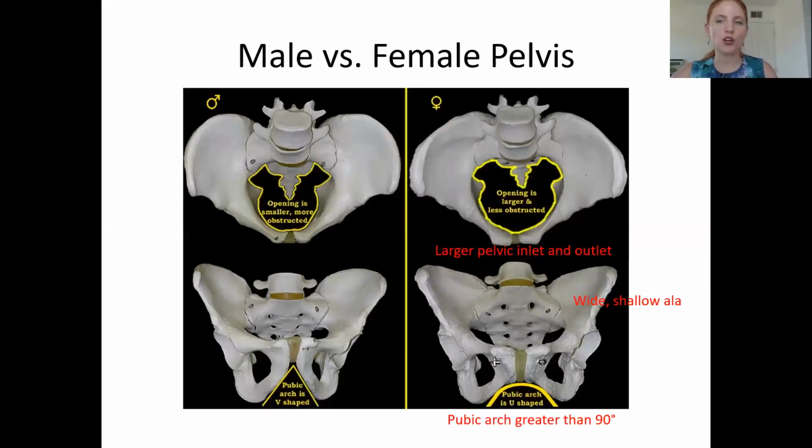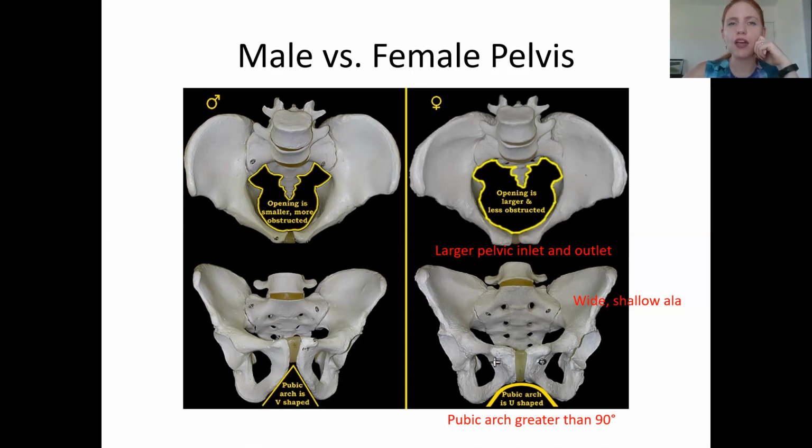Okay, so now let's talk about male versus female. When we're looking at this, we're going to be looking at the pelvis, the bony pelvis, so all of it put together. And when you put the bones together, you're going to make a circle, right? So you have what's called a pelvic brim or a pelvic inlet, which is the circular structure that's created when they're all put together. That's the pelvic inlet. And then you also have a pelvic outlet, which is the circular structure on the other side that maybe a baby would go through.